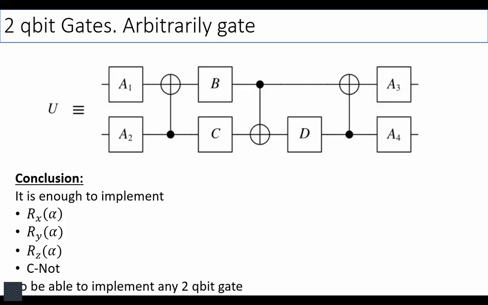Now, for the next step, let me just show another notation for this. I will write A1 tensor A2, because if I apply A1 tensor identity, and after this identity tensor A2, this is the same as applying A1 tensor A2. So because of this, I just write it like this. And after this, you write C naught 1, 2. After this, you do identity tensor D.